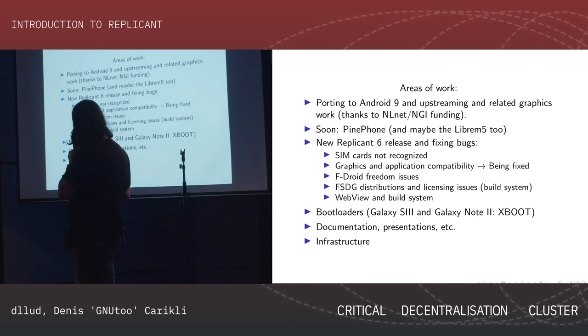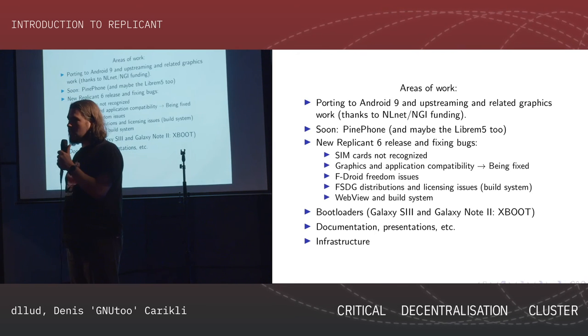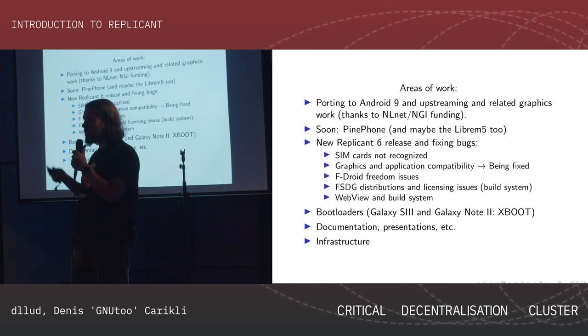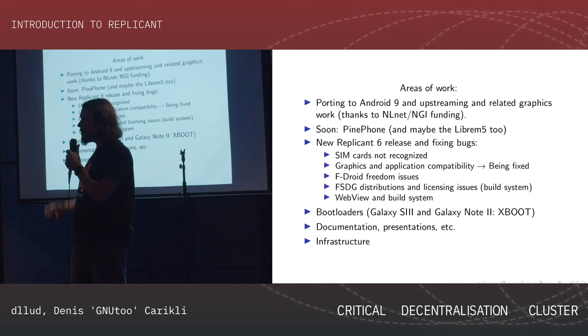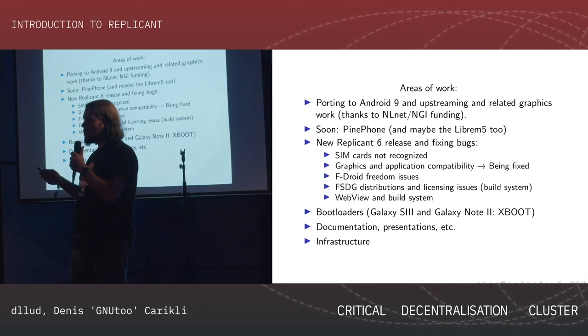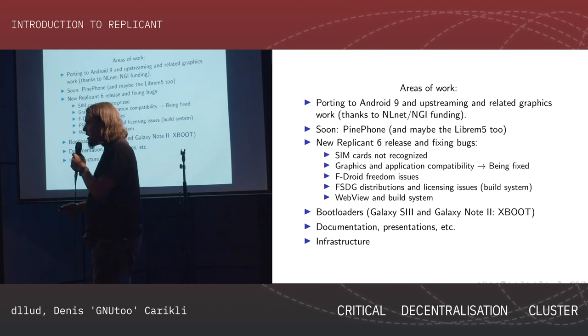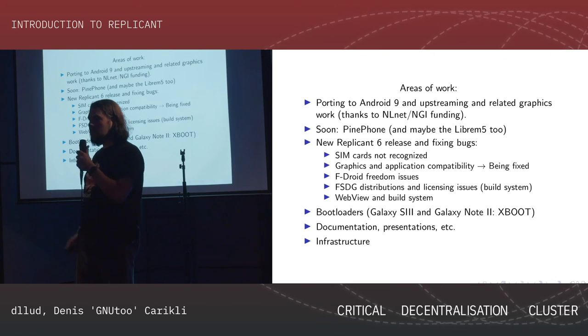So this is what we are currently working on. We are porting Replicant 9. It's a lot of work. There will be a talk about this tomorrow on making smartphones sustainable and Replicant sustainable. We are using a mainline kernel, or a kernel based on mainline Linux, for that. So it's a huge change. We will try to support the PinePhone and Librem 5, but this is best effort. If people show up to do it and have the time, it will be done. But we are very interested in doing it.